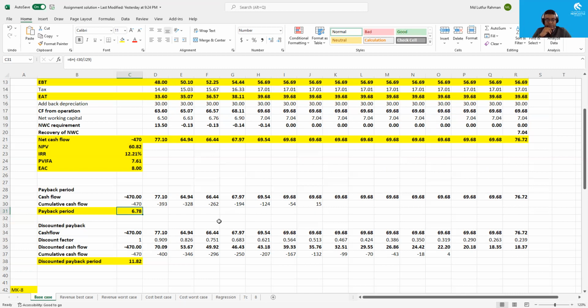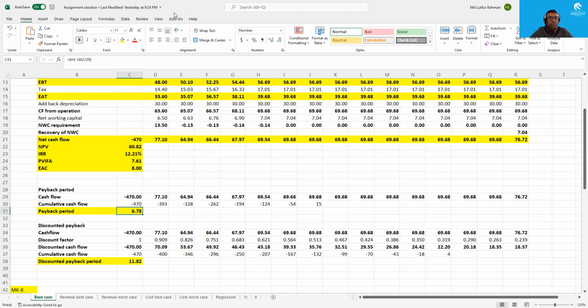Then the next question was, discuss one limitation that is common to both payback and discounted payback. There's one common limitation: payback and discounted payback do not consider cash flow after the payback period, right? And the last one was, discuss one advantage of discounted payback period over payback period. One advantage of discounted payback is it does consider time value of money, whereas the payback period does not. Okay.